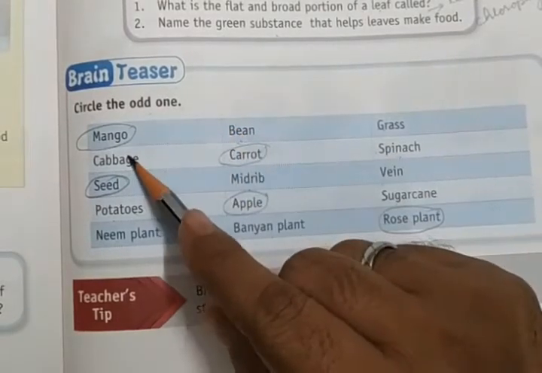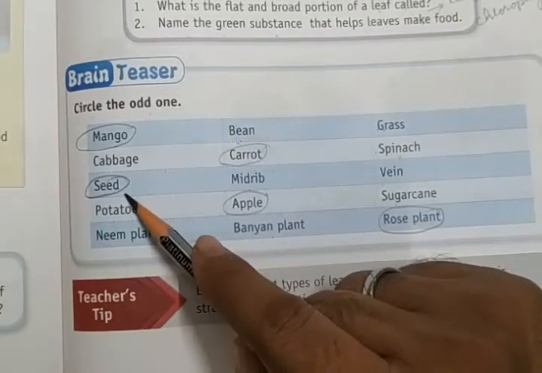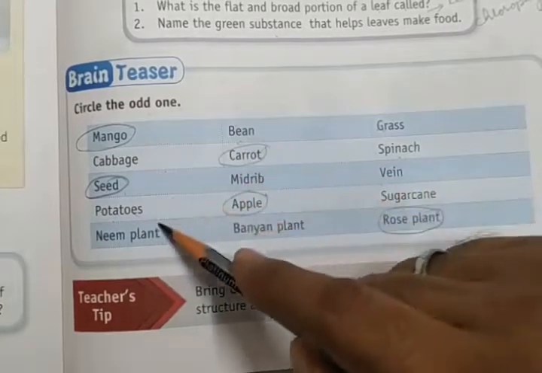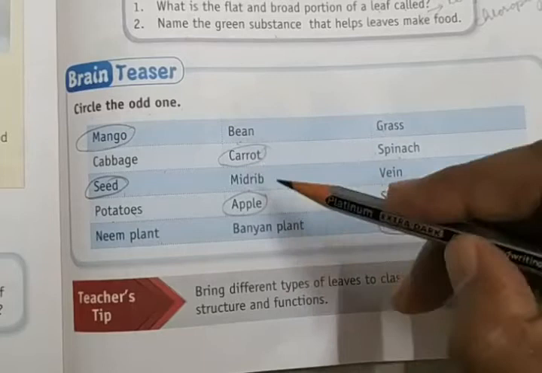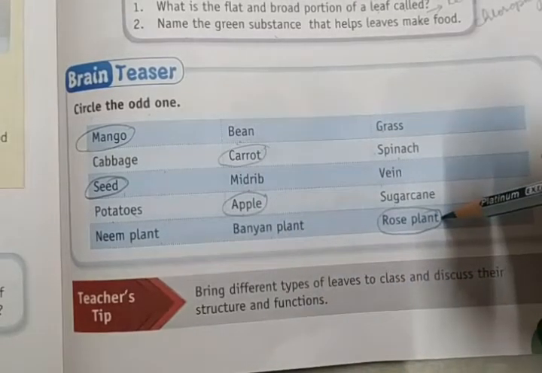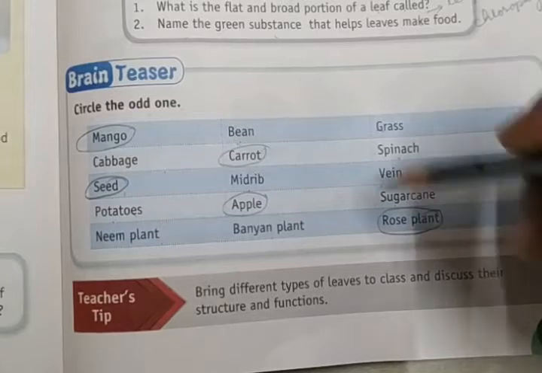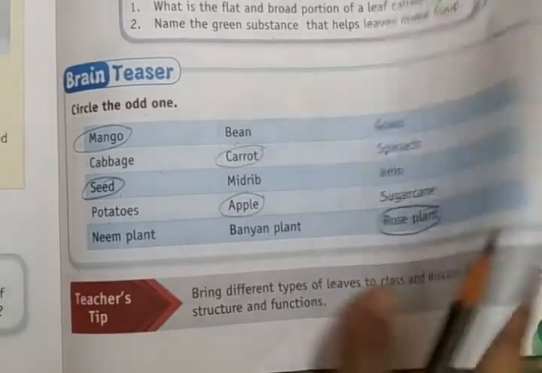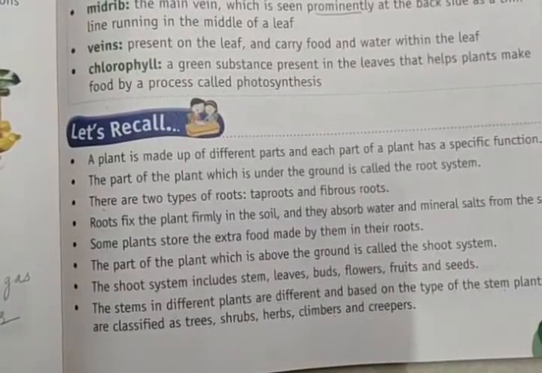Mango plant, seed plant, neem plant, bean plant, potatoes, carrot, apple and rose. Okay, circle the odd one out, right? So let us discuss more about it in the next part.